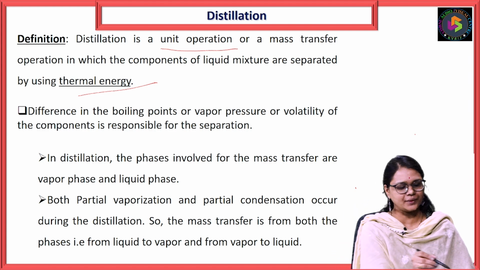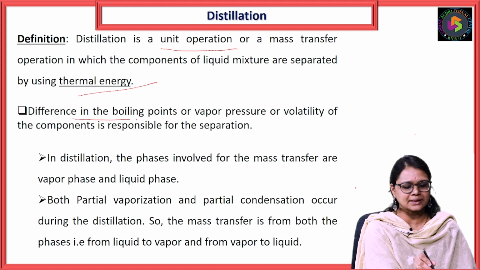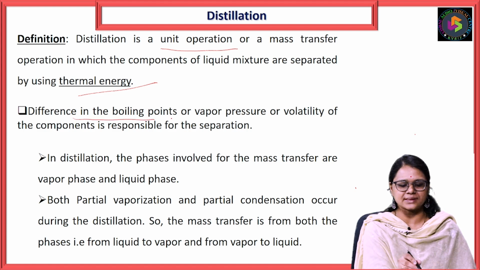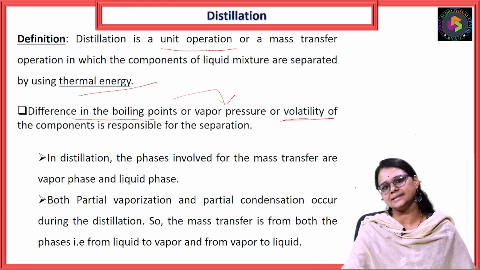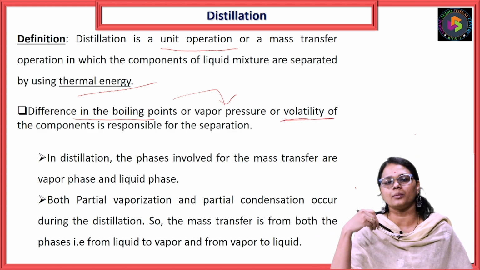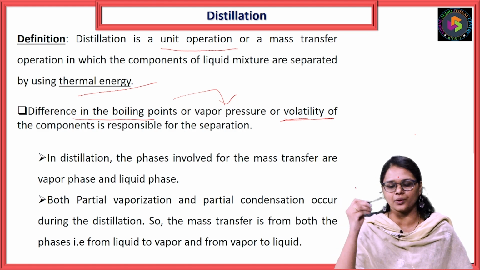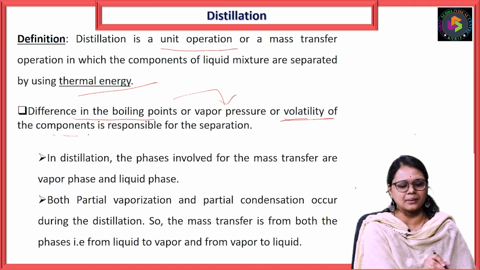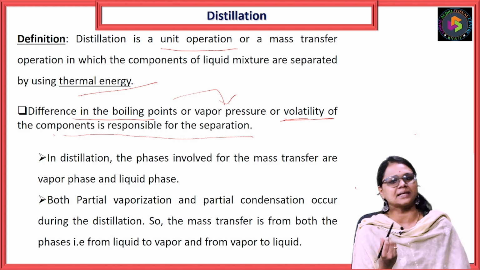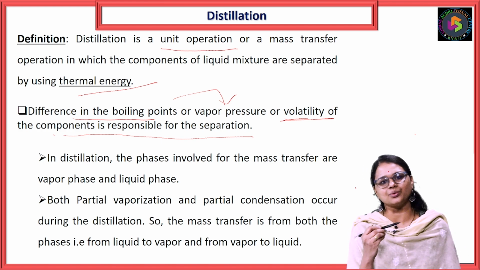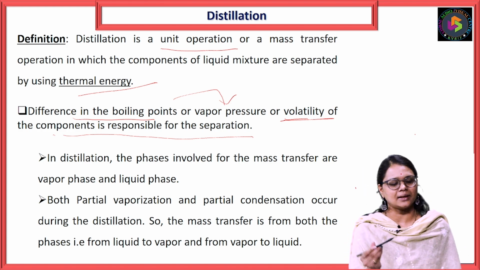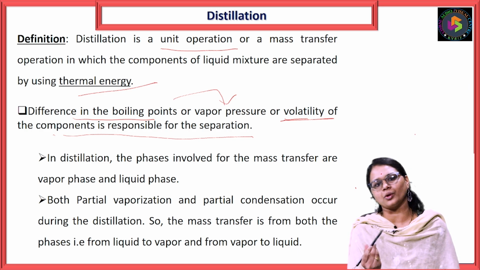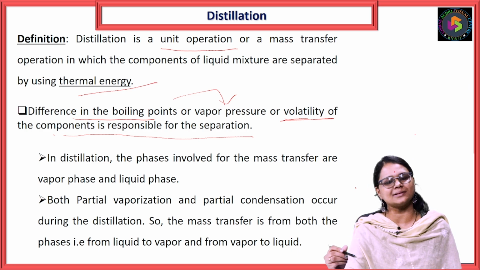When we heat up the fluid, we create a difference in boiling point, and boiling point is a function of vapor pressure or the volatility. Volatility refers to components which have a lower boiling point, meaning that by increasing the temperature only to a lower value, they start boiling. Those components are called volatile components. Based on the volatility, the components are separated. So this is a simple understanding of distillation, where we heat up the feed using thermal energy, and if the components separate out based on their boiling points, that is called distillation.